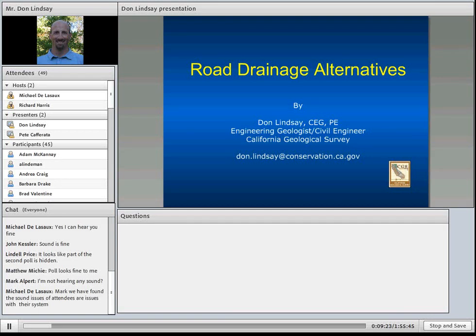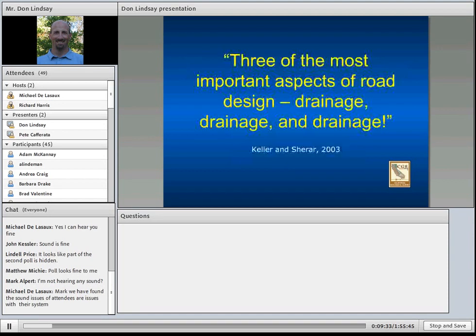I'm here to discuss road drainage alternatives, which is the title of this presentation. First, as appropriately summarized in this quote, the three most important aspects of road design are drainage, drainage, and drainage.